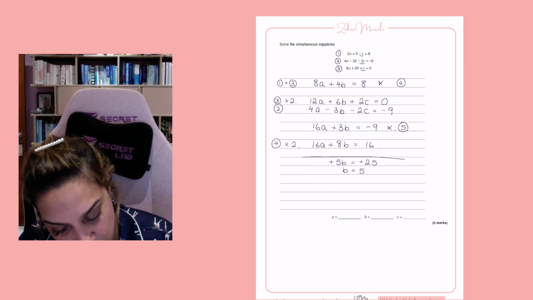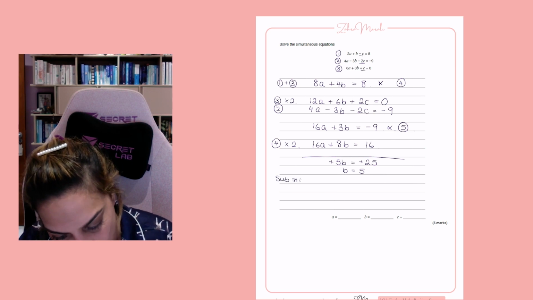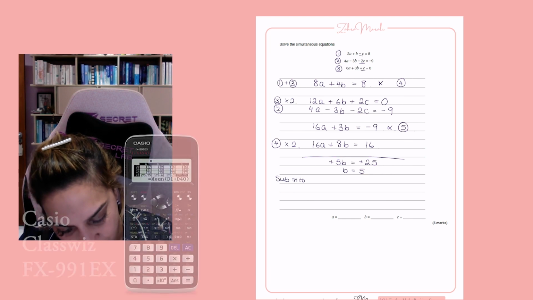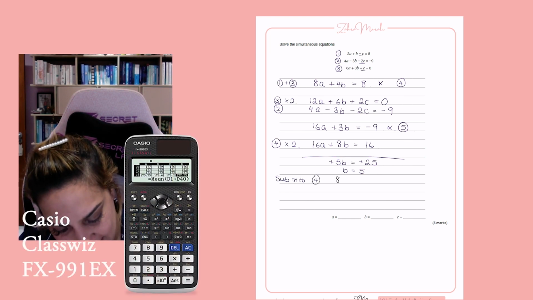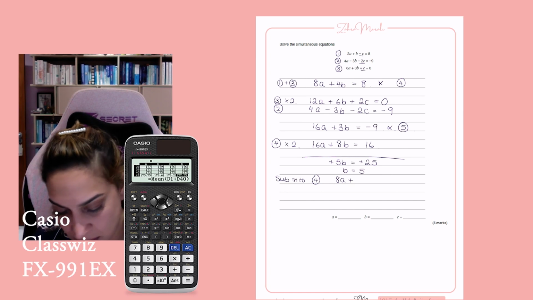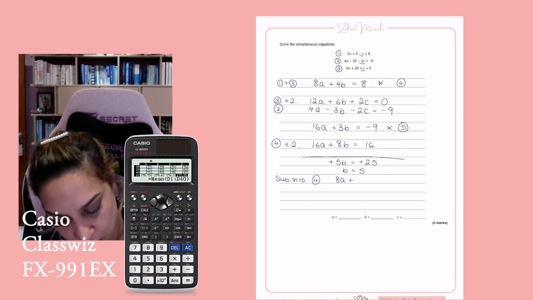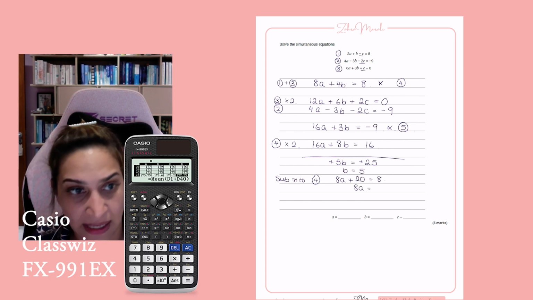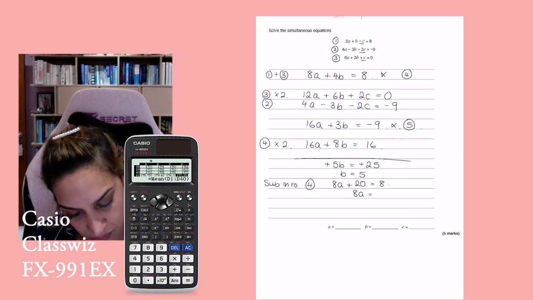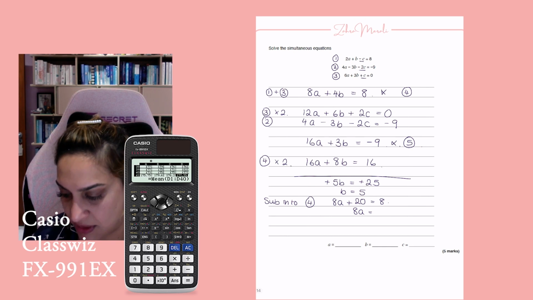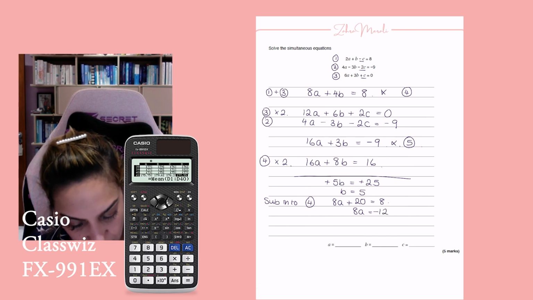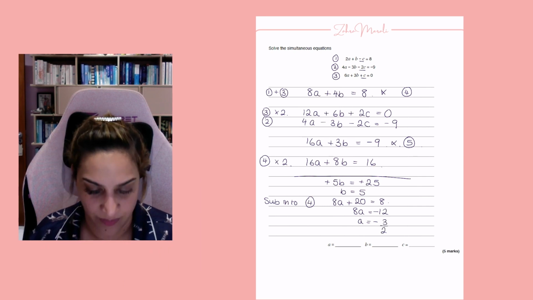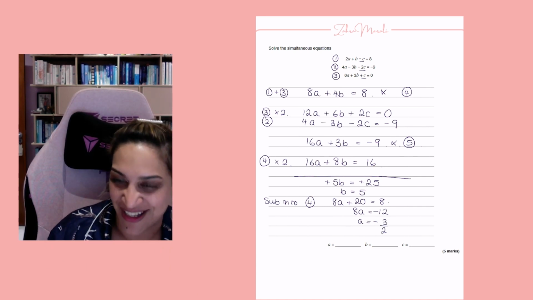Right, now I can find a. So I'm going to sub that into any of them. Let's sub that into number 4. So I'm going to get 8a plus 4 times 5 to give me 20 equals 8. So 8a equals 8 minus 20. Oops. So 8 minus 20 to give us minus 12. So a is going to be minus 1.5, so minus 3 over 2. Okay, so I've got both of them.